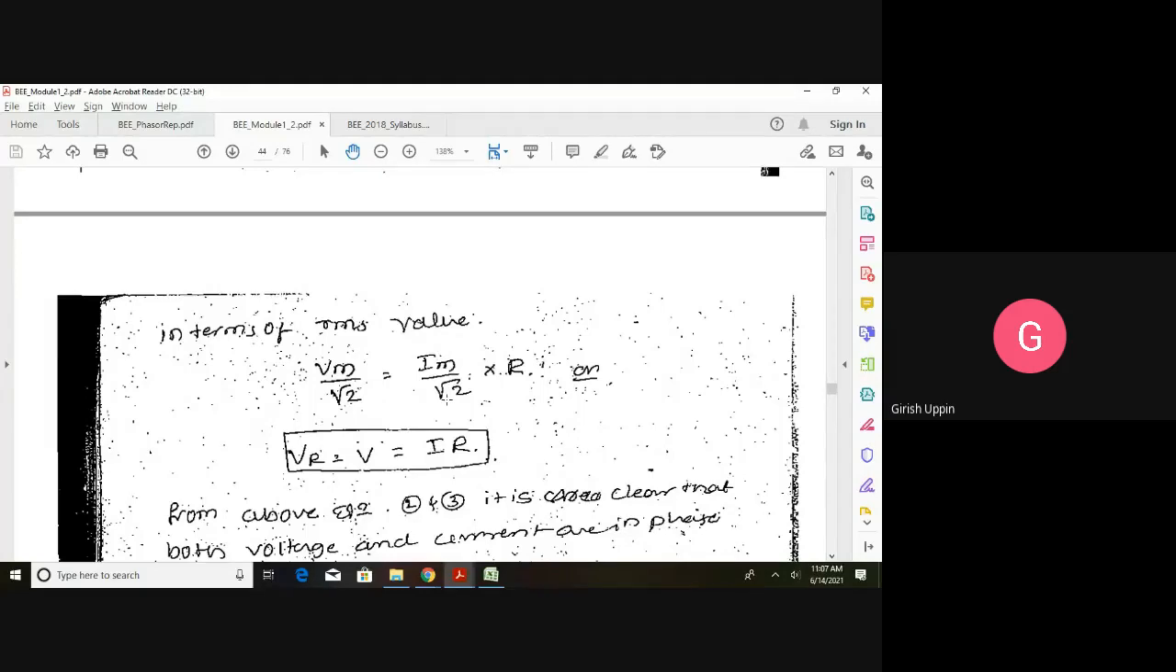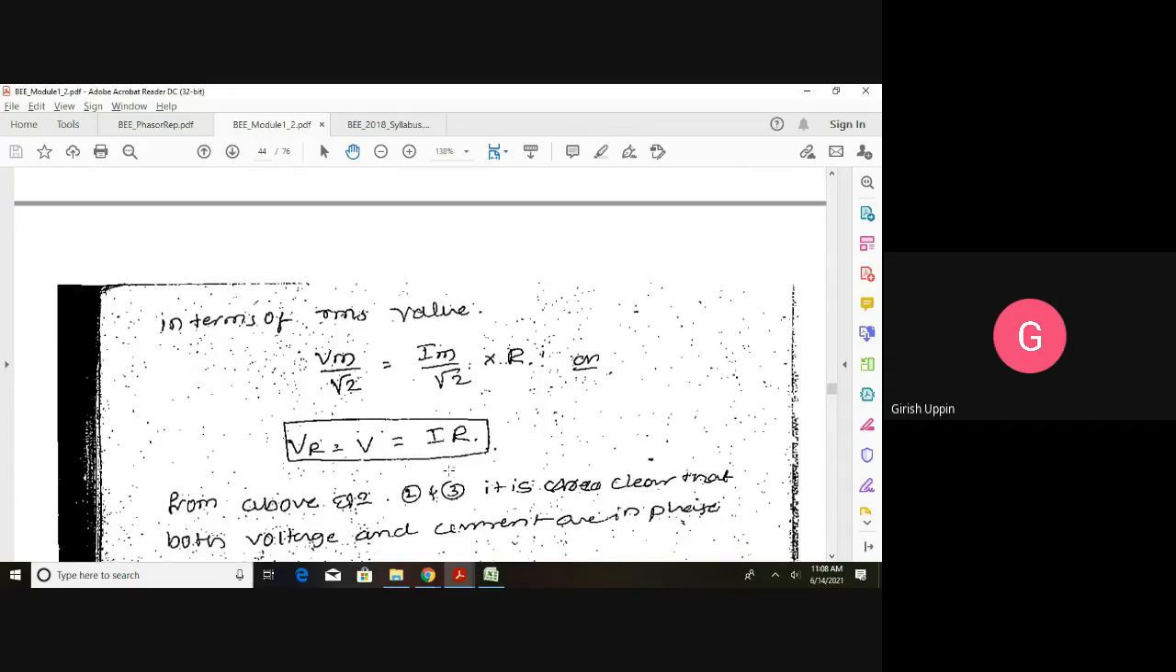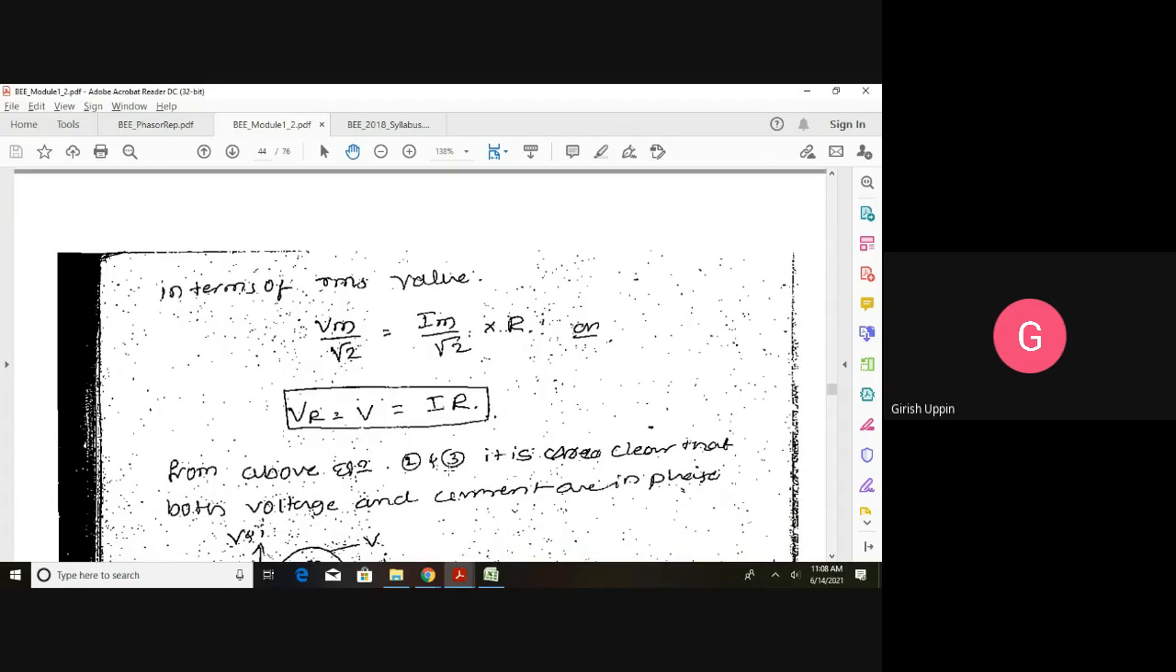Im by root 2 is nothing but the RMS value of the current, and RMS value can be represented as a capital V. Either you can put a suffix RMS here, or most of the time the capital V is the representative of the RMS voltage, and many times they use it without any suffix. If the capital V or the capital I, the current, is used, that is a representative of an RMS value. Therefore V is equal to I into R. This is the relationship between the voltage and the current.